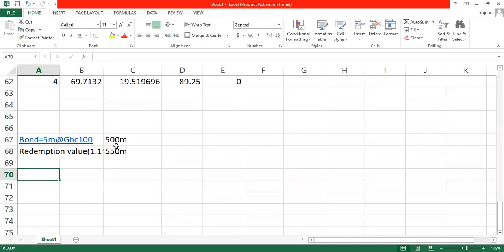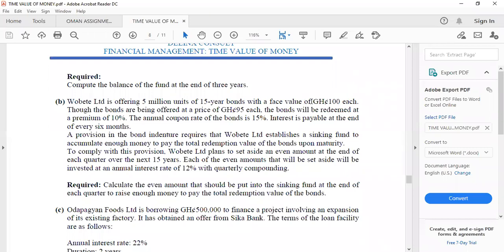We are redeeming this at a premium of what? 10%. So at the end of the year, you should have paid the people the face value. You buy back the bonds at the face value, which is 500 million. By the end, you are buying your bonds back at a premium of 10%. You pay 10% excess. That excess is 50 million. So it means that you pay back 550 million for the bond.